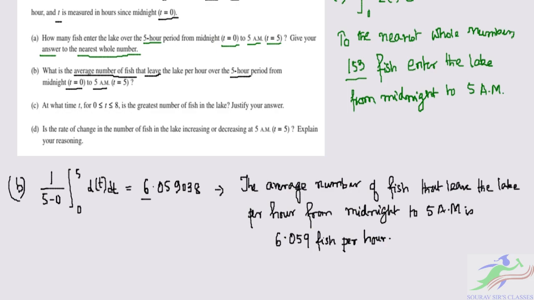In part C, it is asking: at what time t, for 0 ≤ t ≤ 8, is the greatest number of fish in the lake? We also have to justify the answer.